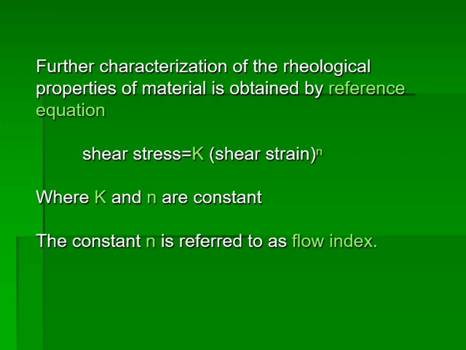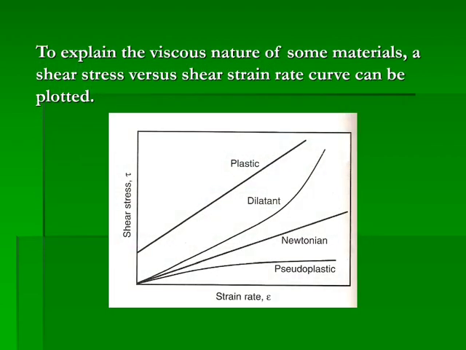Further characterization of the rheological properties of a material is obtained by a reference equation. The reference equation says that shear stress is equal to K into shear strain rate to the power n, where K and small n are constants. The constant small n is referred to as the flow index. To explain the viscous nature of some materials, a shear stress versus shear strain rate curve can be plotted.